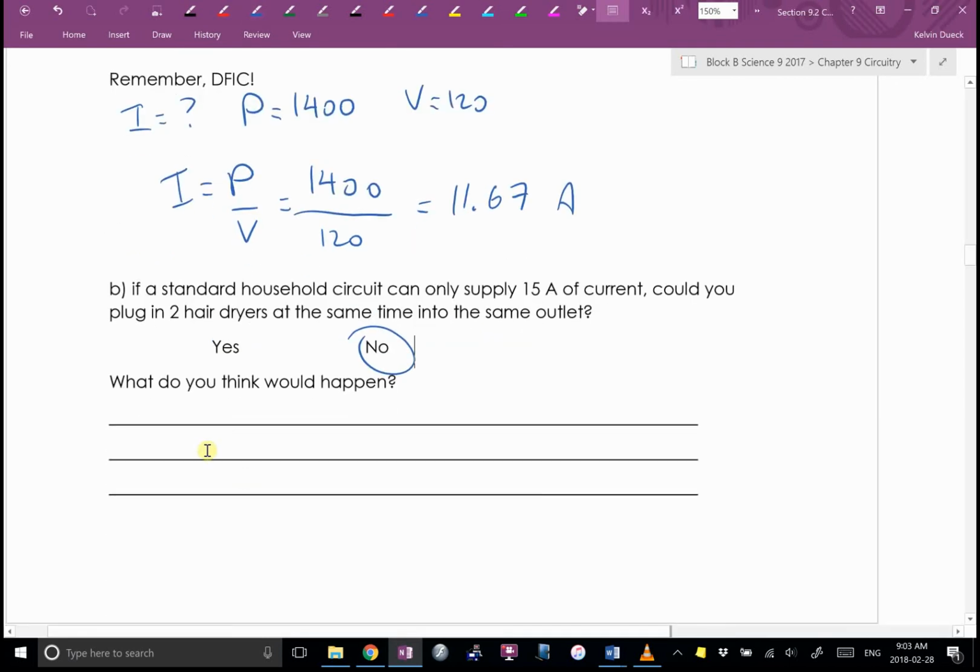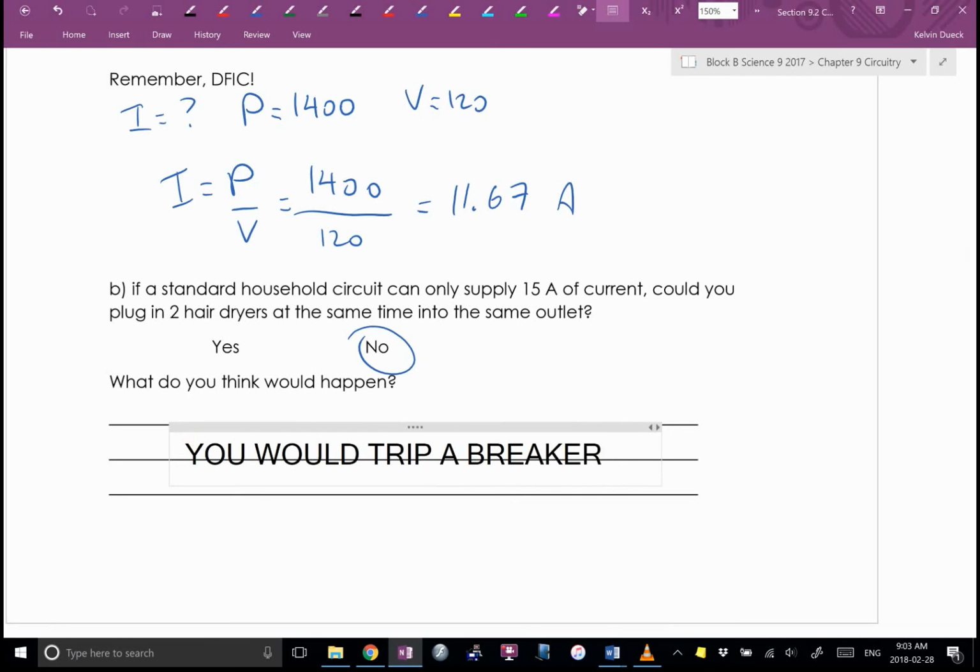So, no. What do you think would happen? You would trip a breaker. We used to blow fuses, now we trip a breaker. In the olden days, before we came up with these breaker systems, which are just resettable, a little switch, if you're in an older house, you may notice you have fuses, and the fuses were little thin pieces of metal, designed so that if they got hot beyond a certain point, they would melt, and the connection would break, and you'd have to physically replace the entire fuse.